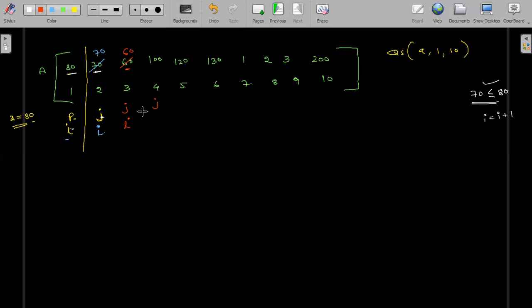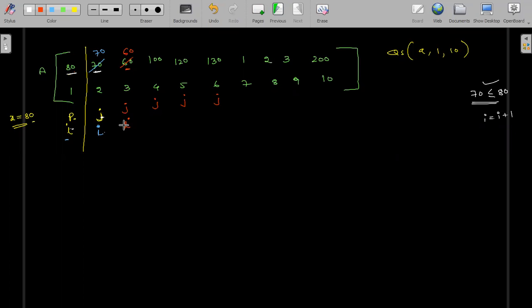J value is going to increment again. Is 100 less than 80? Yes or not? 100 less than 80? Okay, that's fine, no problem. J goes to 120, less than 80? No problem. Again it goes to 130, less than 80? No problem. Okay, no problem. What is there?